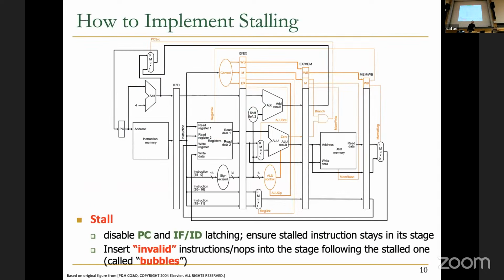So now let's see how we can implement stalling a bit more. I guess you are already aware of that. In order to implement a stall, we need to disable the program counter and also the latch between instruction fetch and instruction decode, the IF/ID latch, and ensure the stalled instruction stays in its stage. Then you need to insert invalid instructions or no operations into the stage following the stalled one, which we call bubbles. So the downstream stages should treat them as invalid instructions, that is, you push bubbles.